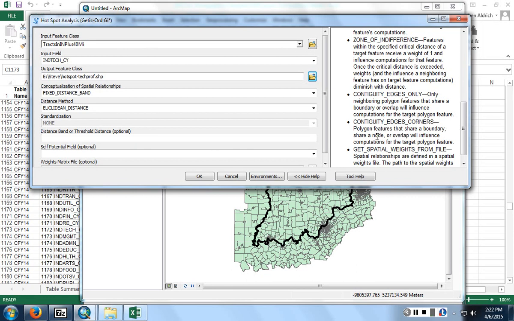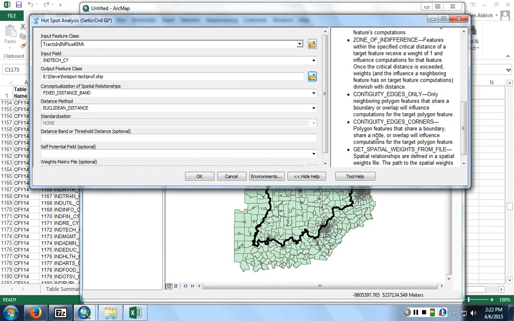Like if you're in the donut hole, there's the radius of the donut around you that you would consider neighboring, and therefore more likely to form some kind of cluster. But then as you get away from the donut, you're still likely, but less and less likely to be part of any potential cluster. There's contiguity edges only.